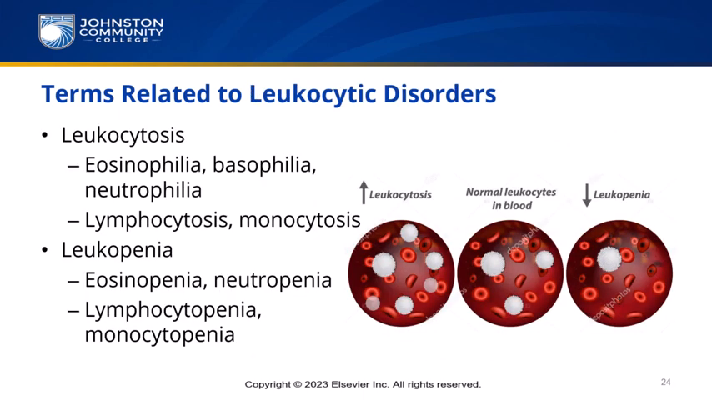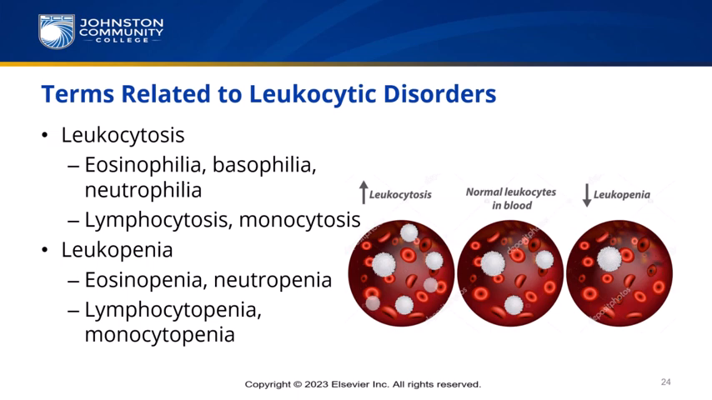Terms related to leukocytic disorders. Leukocytosis is an abnormal increase of white blood cells. The suffix cytosis means an abnormal increase of cells. Abnormal increases in each type of granulocyte are termed eosinophilia, basophilia, and neutrophilia. Here, the suffix philia means a slight increase. An abnormal increase of each type of agranulocyte is termed lymphocytosis and monocytosis.